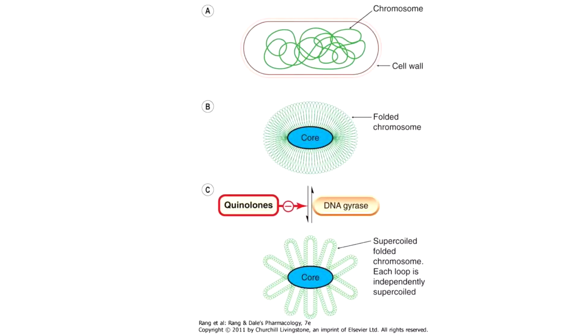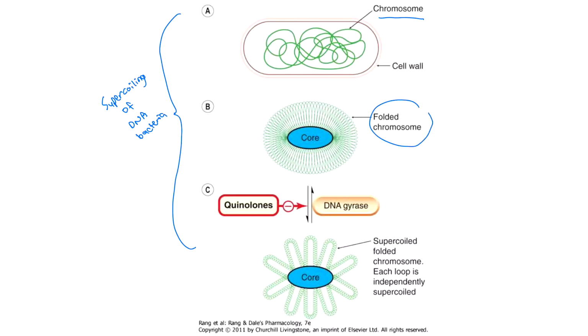So guys, these are the slides from my lecture notes from Dr. Azli, my pharmacology lecturer in University of Cyberjaya. So, the three components here represent the process of supercoiling of bacterial DNA. The upper one is the normal chromosome structure, the middle one is the folded chromosome, and the bottom one is the supercoiled folded chromosome. The quinolone here represents our ciprofloxacin drug that inhibits the DNA gyrase enzyme, so supercoiling of the DNA cannot occur.